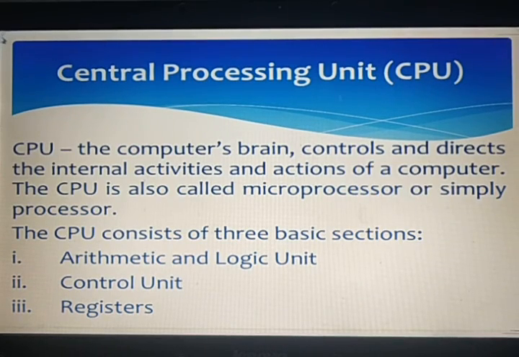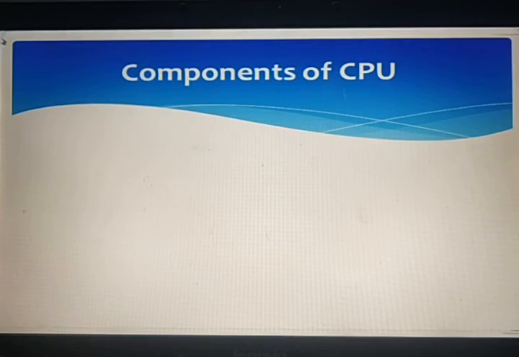Now the next thing is a component of the CPU.